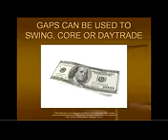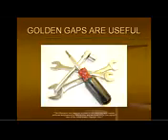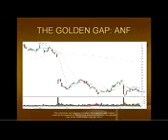Gaps can be used to swing, core, day trade. They have multiple purposes to make money and profit, which is what you want to do. Golden gaps are very useful. It's like you have a set of tools. You use those tools to fix something at the house. You're either not going to be able to fix something right at the house, or you're going to have a hard time doing it, fixing whatever's broken, if you don't have the right tools. The right tools help you trade right, and the right tools help you fix things.